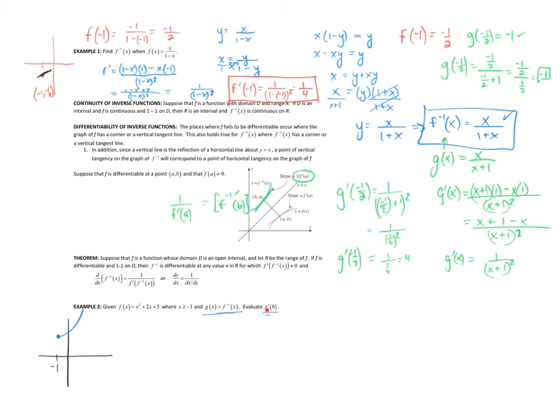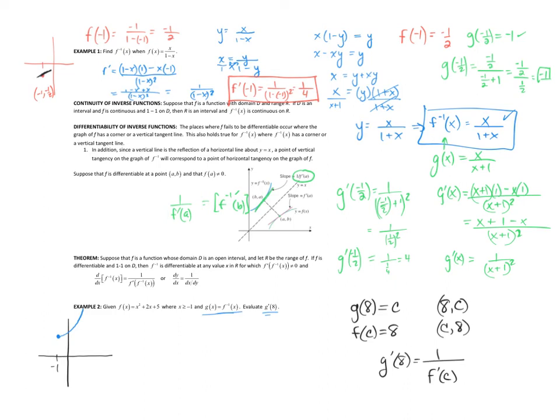Since they want g prime at 8, I have to remember my relationship between functions and their inverses. If g has an x value of 8, let's say it's c, that means f of c equals 8. In other words, if the inverse function has 8 comma c, the original function must have c comma 8. Using this new relationship that we have up here, if I want to find g prime of 8, all I need to do is 1 over f prime at c. The problem is I've got to figure out what c is.